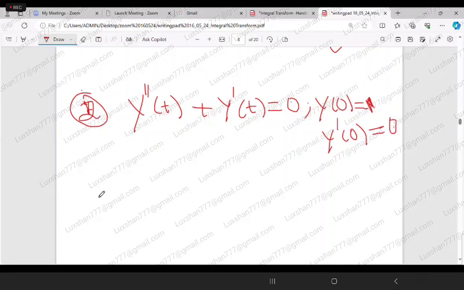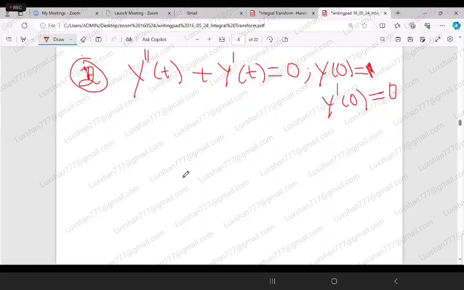So what we have to do? What is the first step? Can anyone tell me what is the first step of doing this question? Take Laplace transform both sides. Yeah, we take the Laplace transform on both sides.